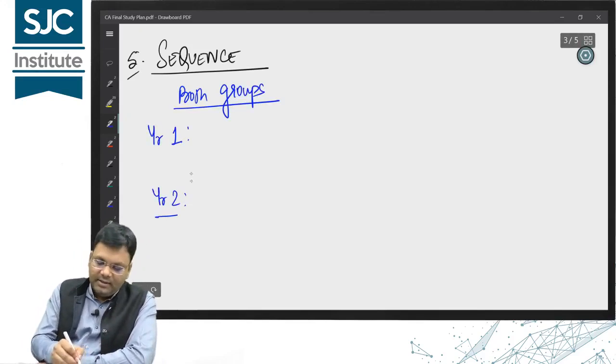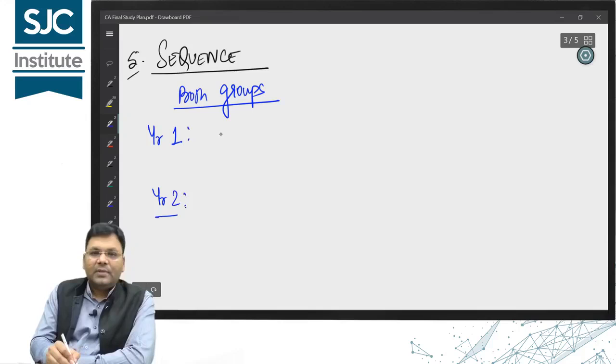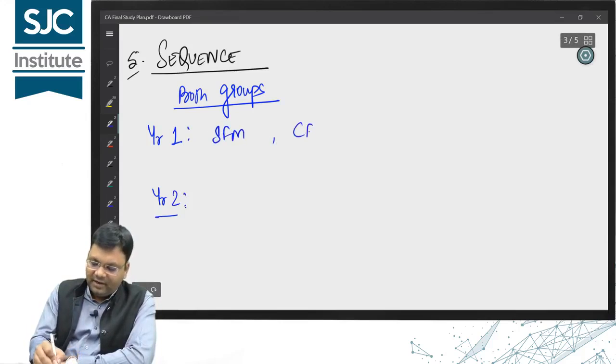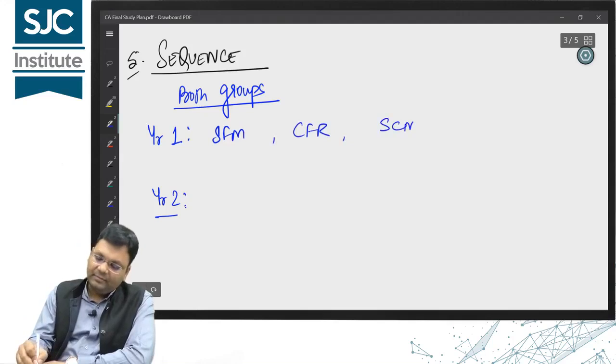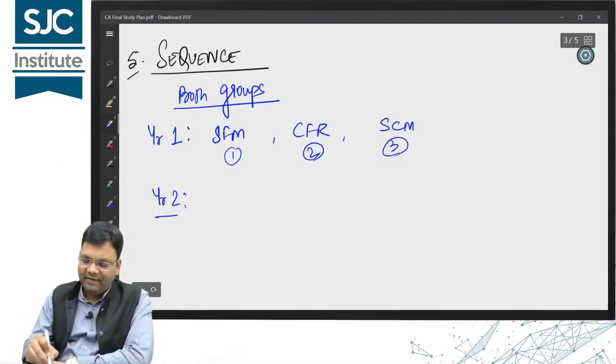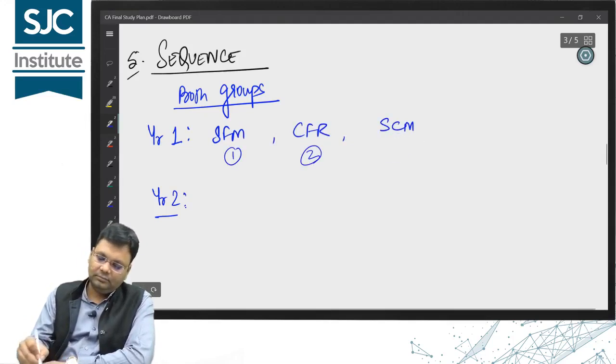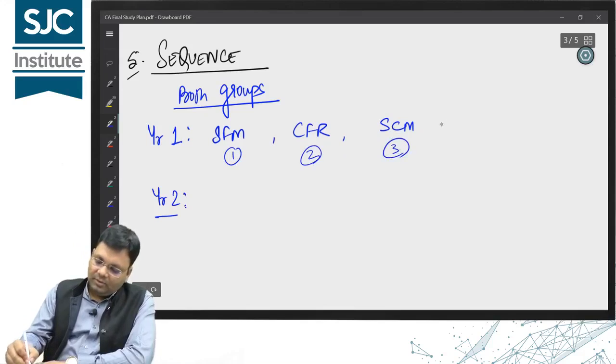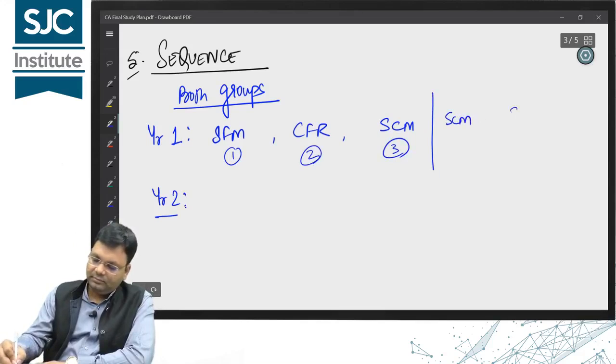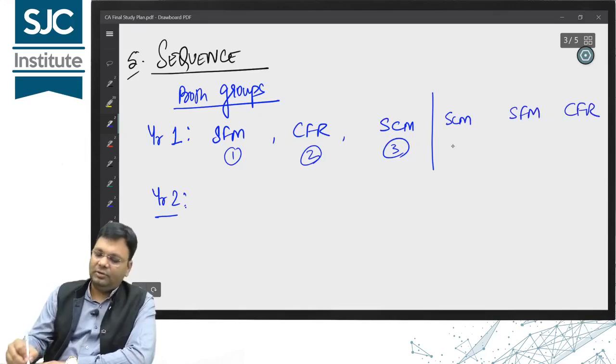Okay. In year 1, the first tuition I am advising to take is SFM, then CFR, that is your corporate financial reporting accounts, and then SCM. Prefer this sequence: 1, 2, 3. Usually students were doing SCM, SFM, CFR. Yeah, this is also good.